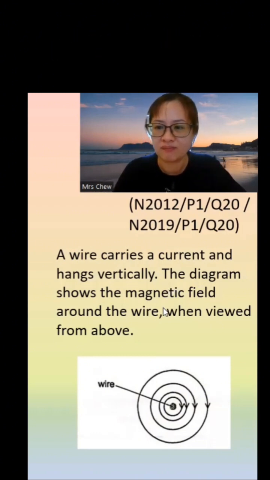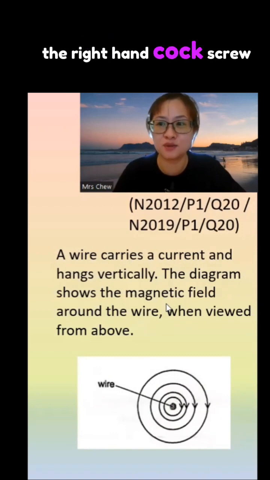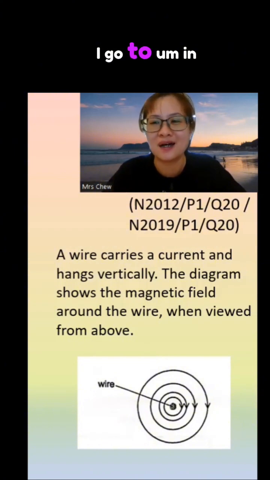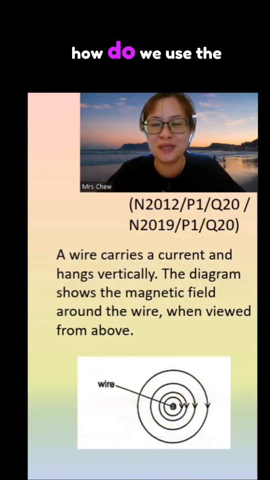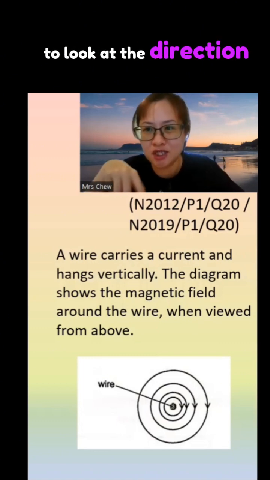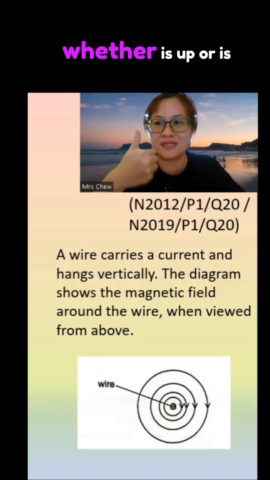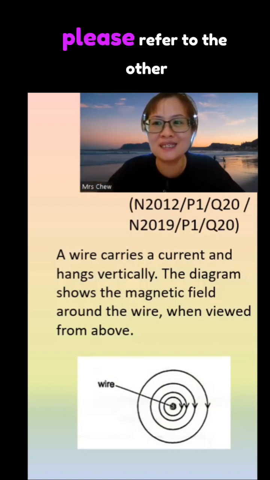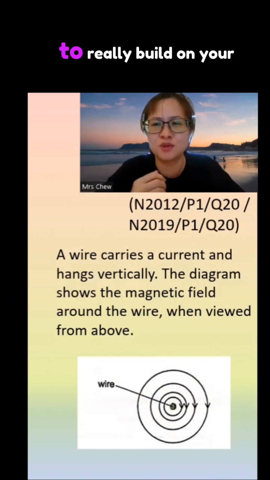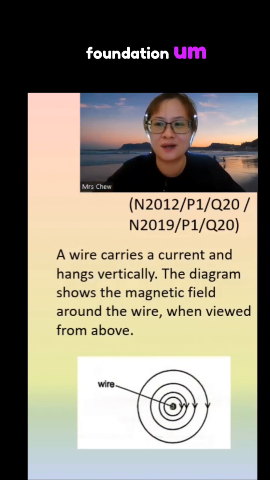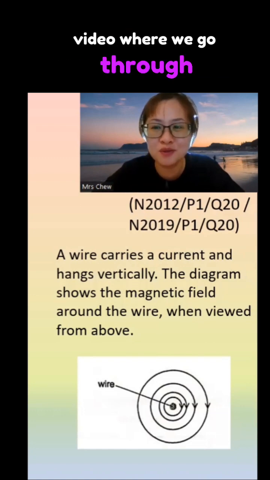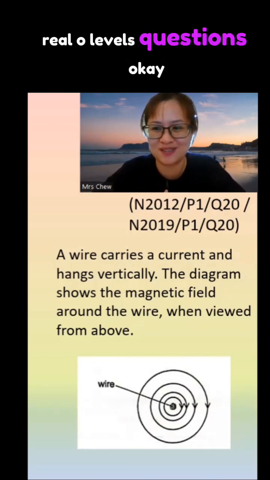So the right-hand corkscrew rule, you have to take out your right hand. I go through in another video how we use the right-hand rule to look at the direction of the current, whether it's up or down. Please refer to the other video if you have not watched it yet, to really build your foundation before coming to this video where we go through real O-levels questions, okay?